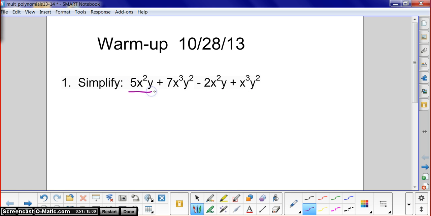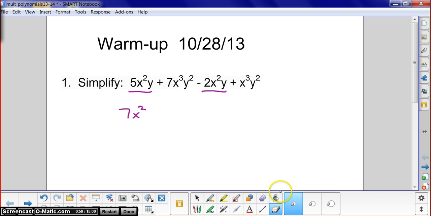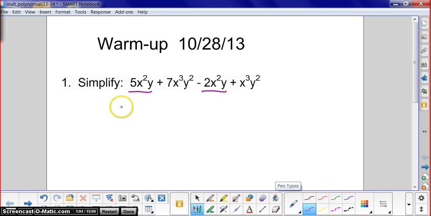So if I add the x squared y's together, I get 7x, oh, wait, subtraction. Nope, caught myself. That's a great way to start out. So 3x squared y, and then now I have x cubed y squared, so 7 plus 1, both positive. Making sure I pay closer attention this time. X cubed y squared. Notice that the variables and the exponents stayed exactly the same as they were in the originals. When you're adding like terms, those variables stay exactly the same.